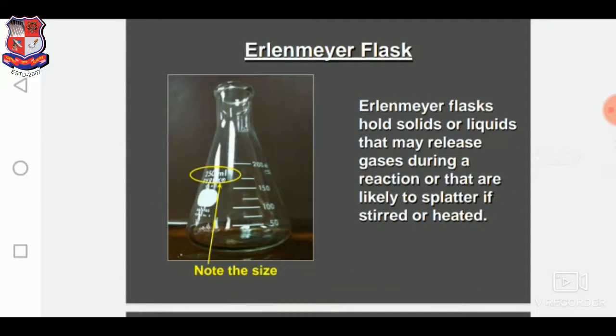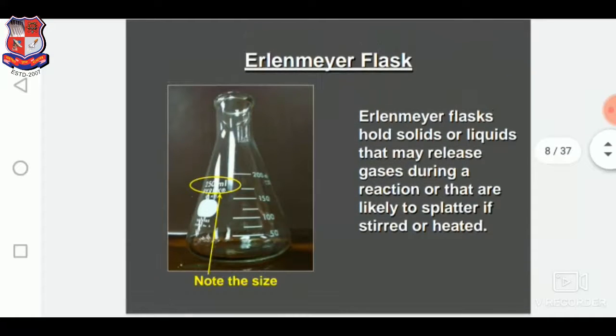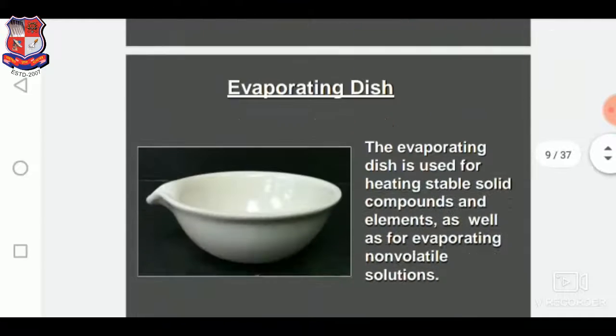Erlenmeyer glass flask. This flask holds solids or liquids. They may release gases during a reaction, or are likely to splatter if stored or heated. And that is again a kind of reaction vessel whose size has to be noted also.